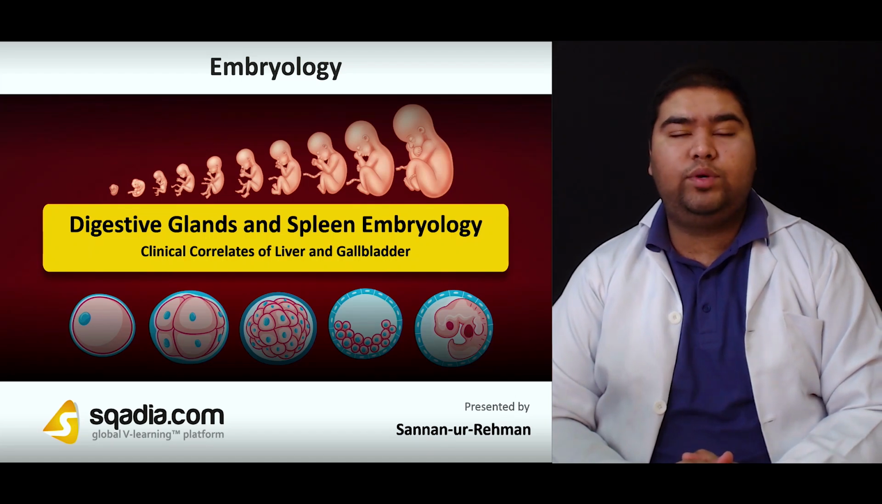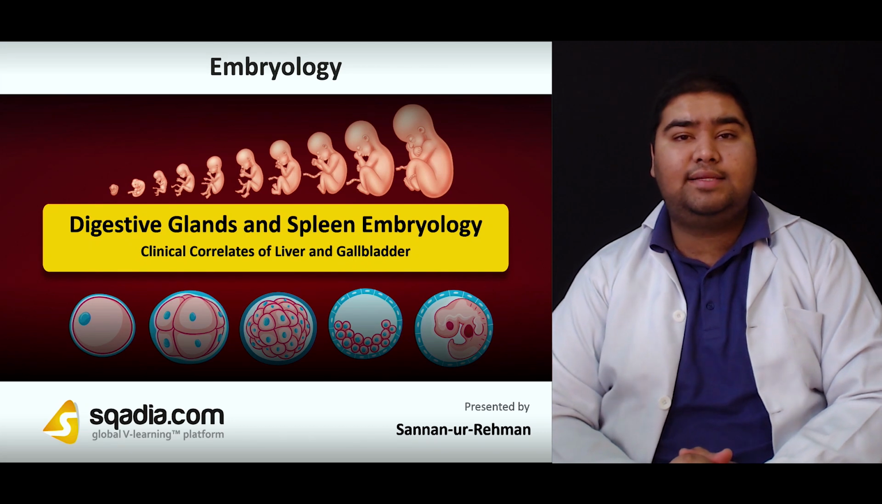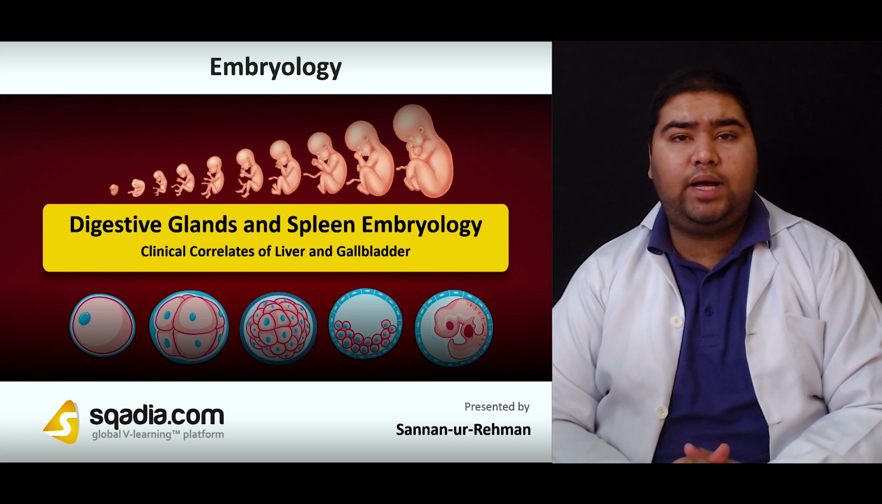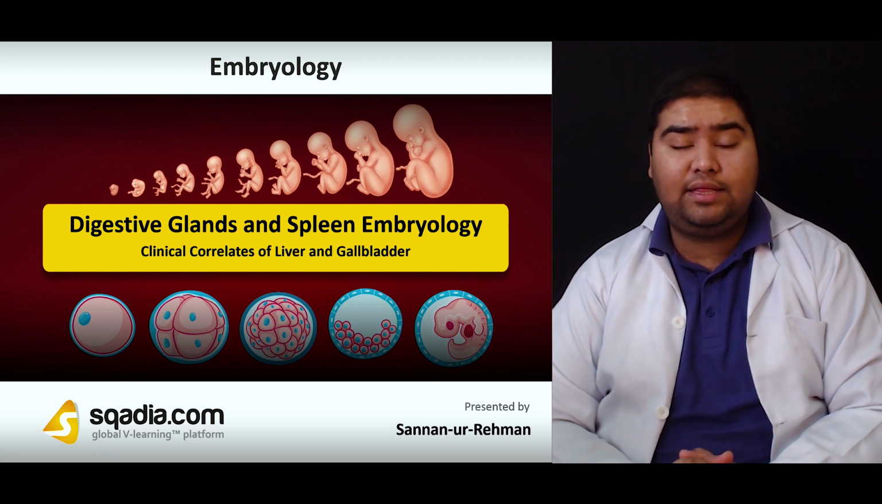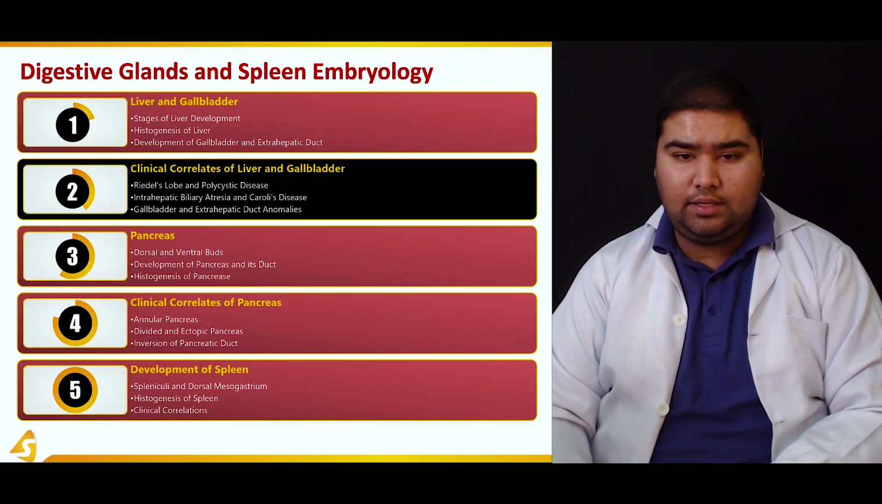Hello everyone. We're still talking about the digestive system, primarily the digestive glands and the spleen. In the previous section of this lecture, we talked about the liver and the gallbladder. Now we will be talking about the clinical correlates of the liver and the gallbladder.